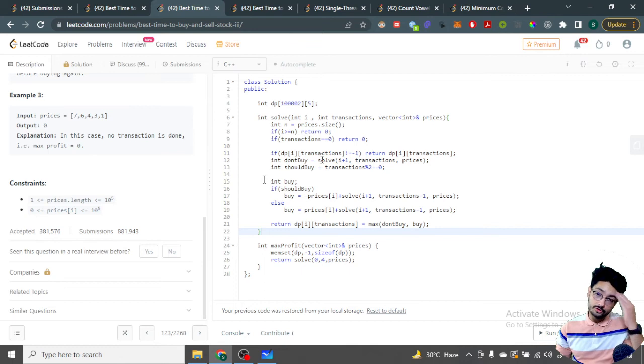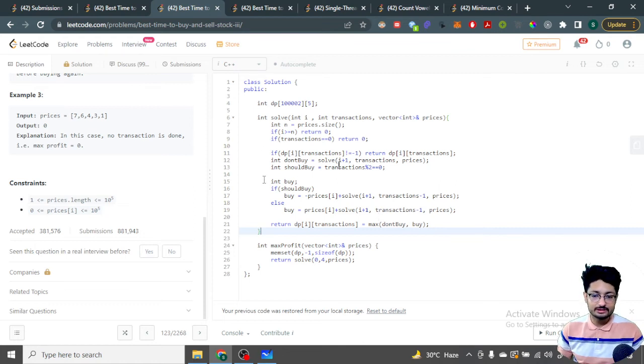Or else, if you want to do any action on this day, either you do an action or you do not do an action. If you do not do any action, you just move to the next day. If you want to do an action, you have to understand what action you can do. Either you can buy it or sell it. Buy or sell depends upon whether the day is even or odd. So if it is an even number, then you should buy, else you should not buy.